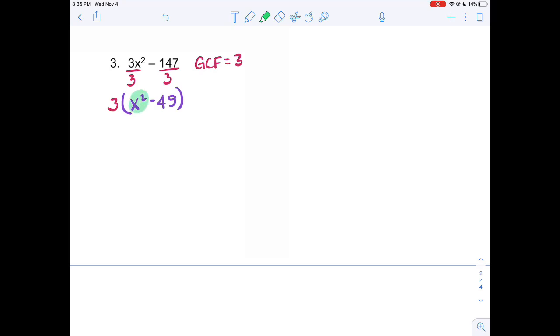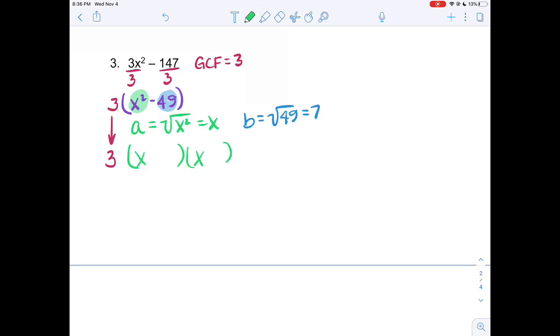I'm going to identify x squared as being my a squared term, so that means that a is going to be equal to the square root of x squared, or simply an x. My b term is going to be based on a b squared of 49, and so b is equal to the square root of 49, or 7. From here, I can go ahead and write my final factored form. I have a 3 because I've brought this 3 down, and then I have parentheses with an x in the front, and in the back I'm going to have 7's, one with a minus and one with a plus, and that is my final factored form.